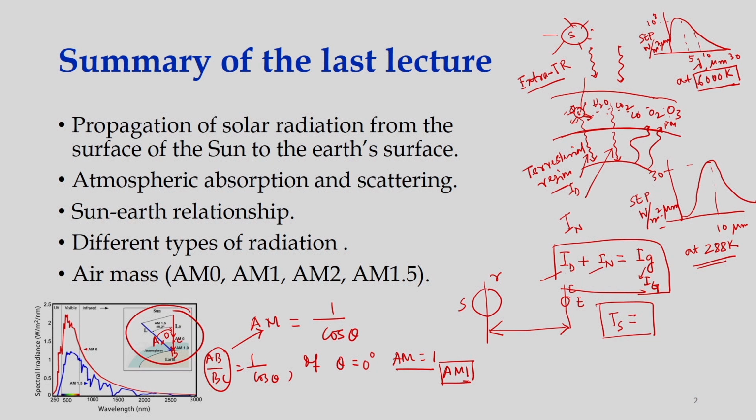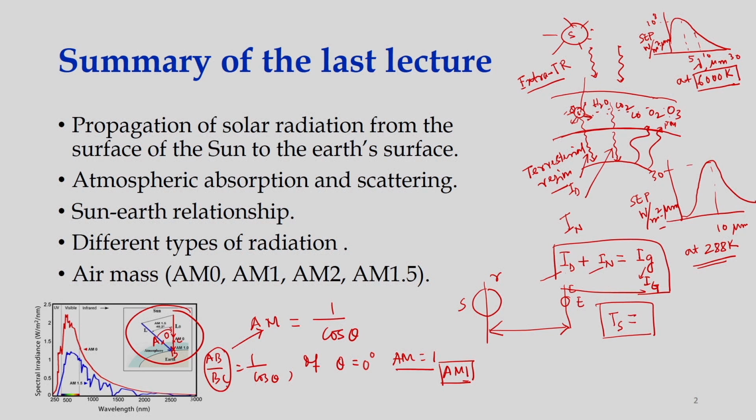And AM0 already we have defined. So, in this plot what we can see here, this red colored line is for AM0, which is this spectrum available in the extraterrestrial region, and blue colored profile is for AM 1.5. Why AM 1.5 is very important? Because at this air mass normally all the solar devices are tested.